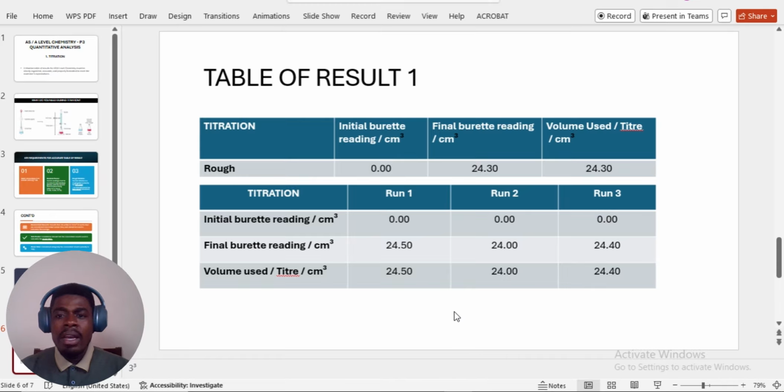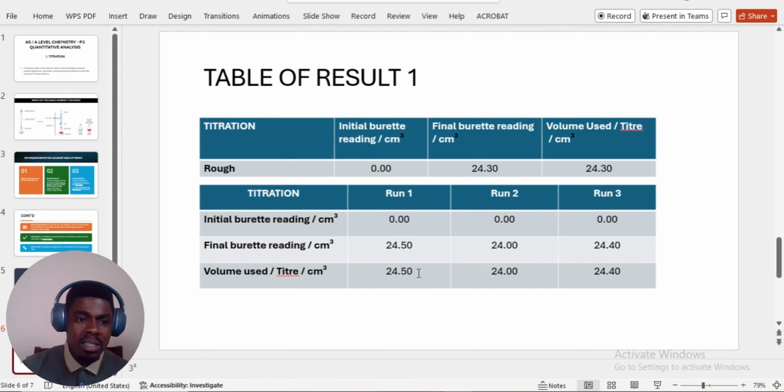This is also another experiment. You can clearly see that experiment 1 and experiment 3 are concordant. So you choose 24.40, you choose 24.50, you add them together, then you divide by 2 to get the mean titer or the average titer, or sometimes you refer to it as the volume used of a specific FA. The FA are the solutions that your supervisor will prepare for you.